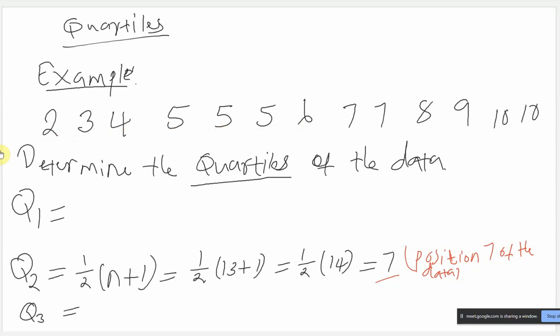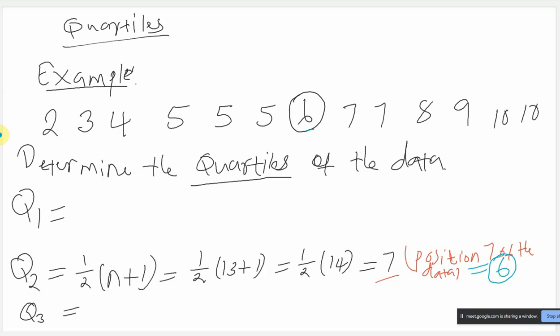So that means my median will be this number here, which is 6. So I'm just going to say median is equal to 6, in blue. And so you have already determined the median here.